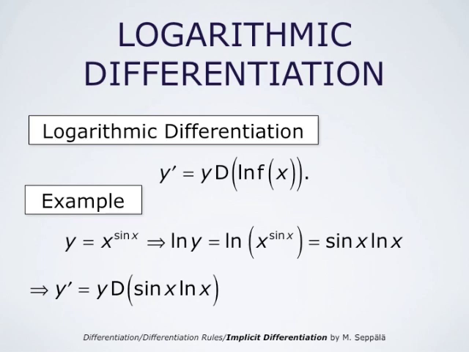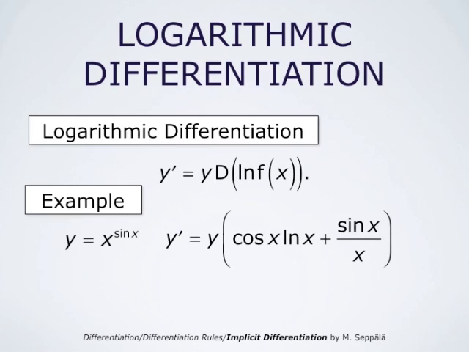Sine of x times ln of x is easy to differentiate by the product rule. The derivative of sine of x times ln of x is cosine of x times ln of x plus sine of x divided by x. Therefore, we conclude that the derivative of the function y equals x to the power sine of x is y times cos of x ln of x plus sine of x divided by x.